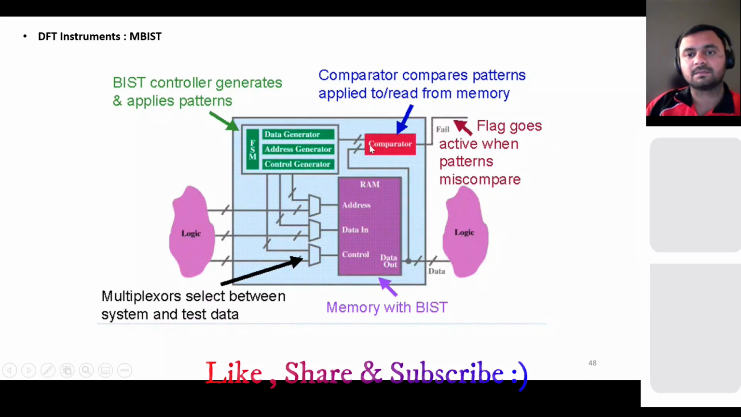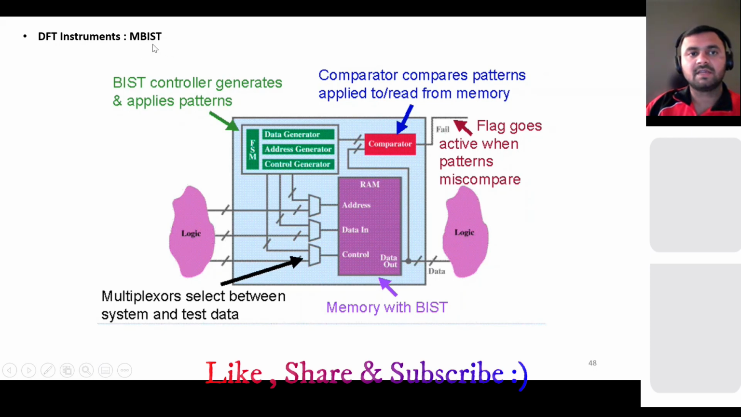Again, you have the comparator here. You take the data out and you have the response stored here, like your golden response. You compare it and based on that you will tell whether your memory is passing or failing. And if it is failing, again you need to open the waveform and debug it, to see why it is failing.